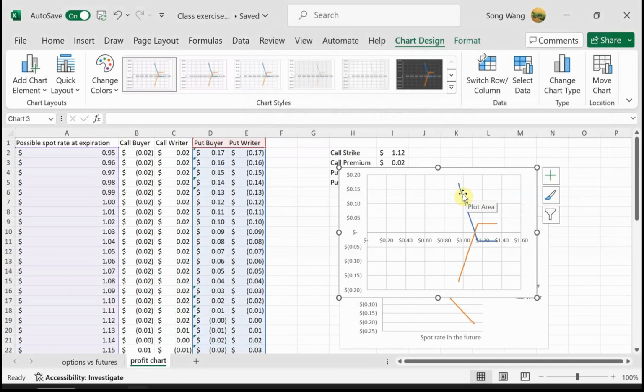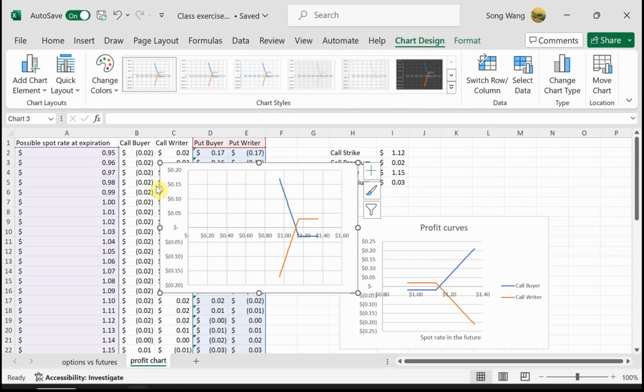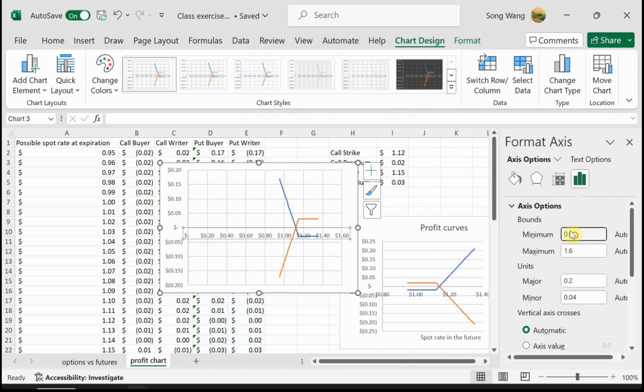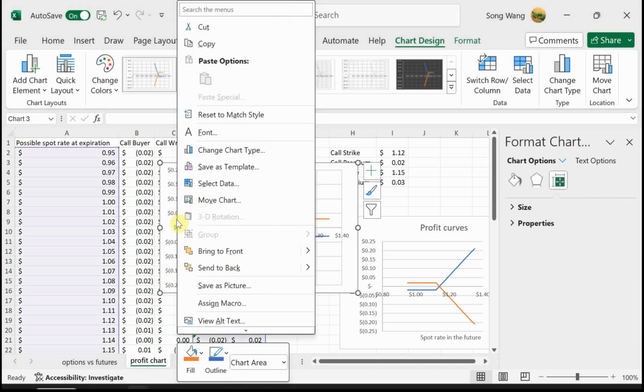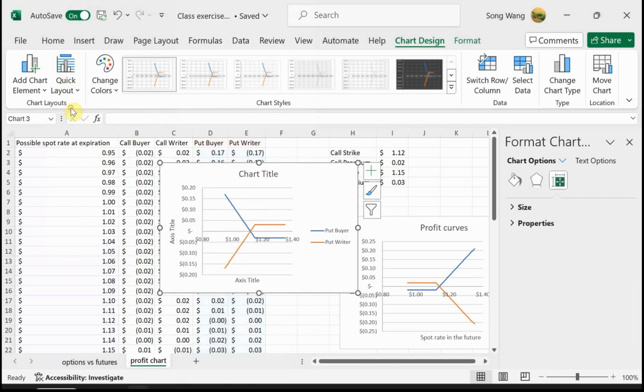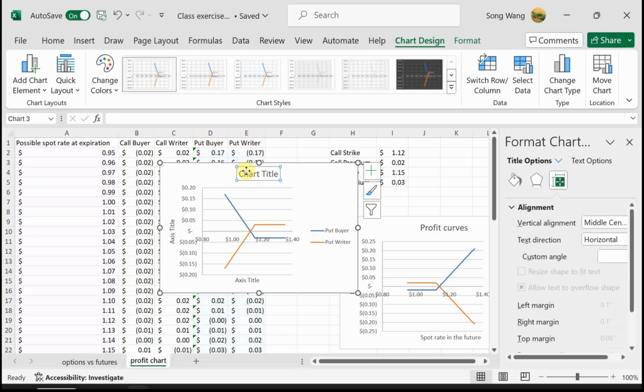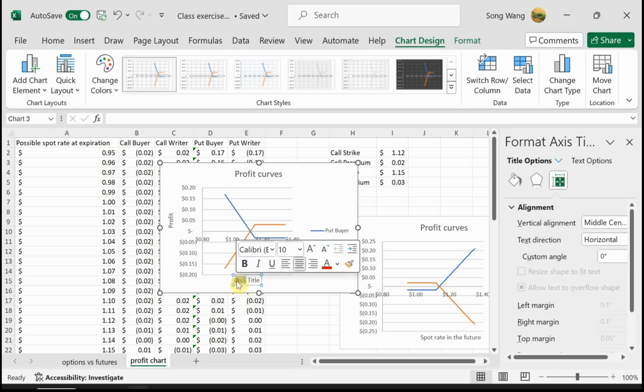Okay, and then you can define the range a little bit, make it start from 0.8. And then for the quick layout, you can put profit curves as the title, the y-axis name is profit, and the x-axis name is spot rate in the future.